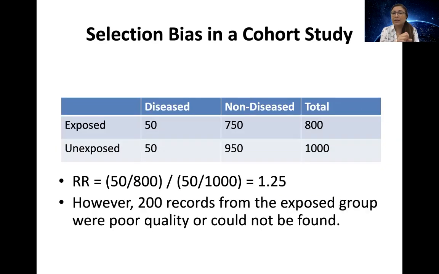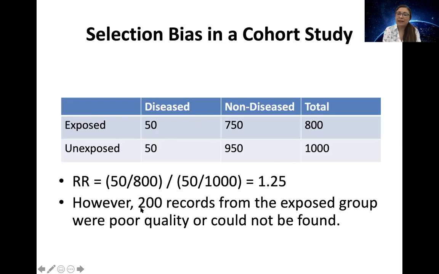So this is partly because of this issue of the lost records, right? We have all these lost records that happen to be exposed. So that's what I'm saying here. We calculate the RR, and you get a 1.25. This means that those who were exposed had a higher risk of being diseased. It's greater than 1. It's not 1.0, it's 1.25.